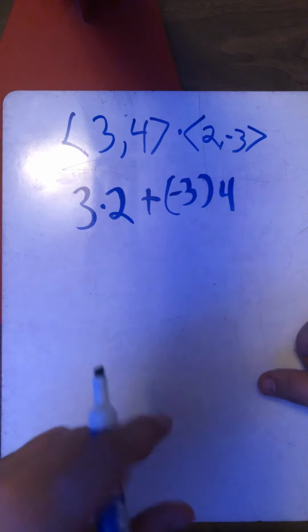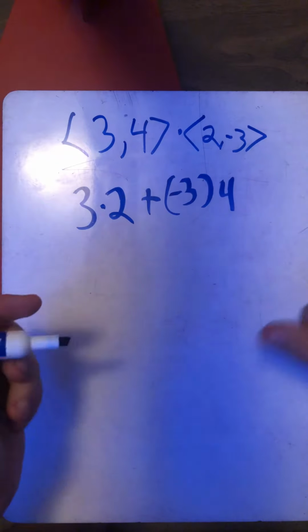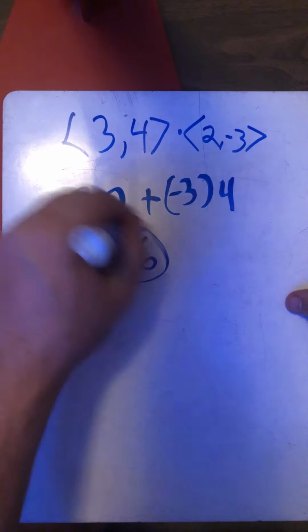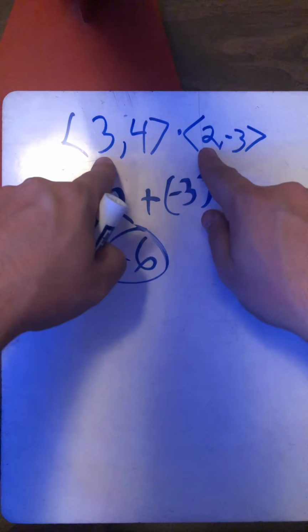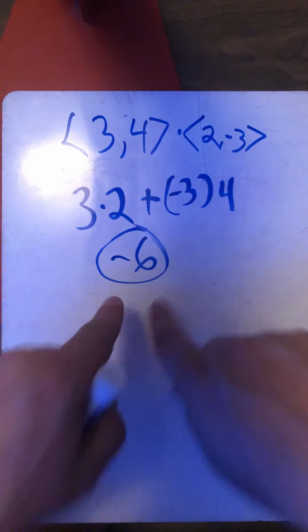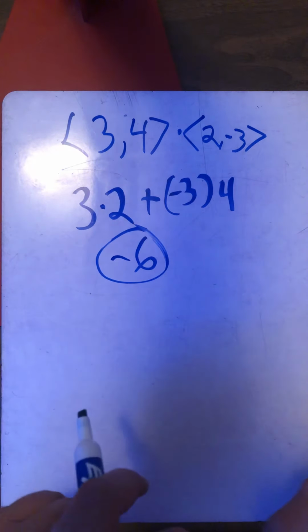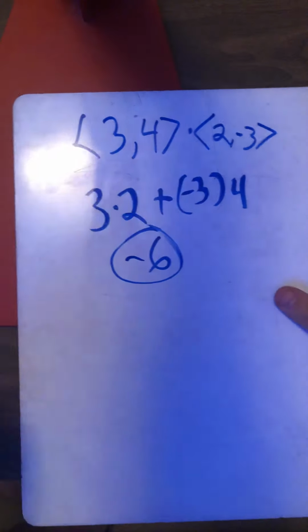So now, literally finish it off: 6 plus negative 12 is negative 6. Multiply the x's. Multiply the y's. Add them together. Boom. Dot product. Done. Easy. Simple. Nothing too over the top.